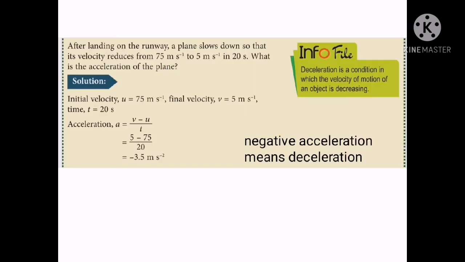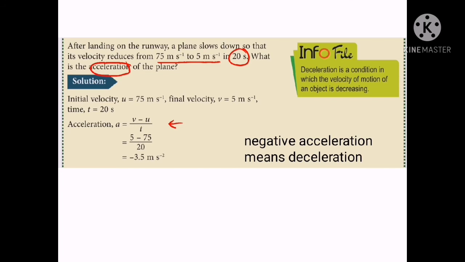Alright, let's look at these examples. After landing on the runway, a plane slows down so that its velocity reduces from 75 meter per second to 5 meter per second in 20 seconds. What is the acceleration of the plane? When you want to do this type of question, alright, first look at what it wants. It wants you to calculate acceleration. So you know that the formula for acceleration is A equals V minus U over T.